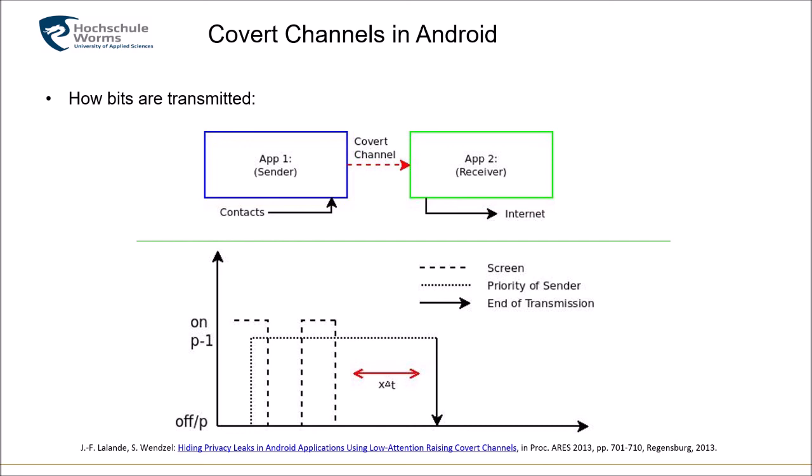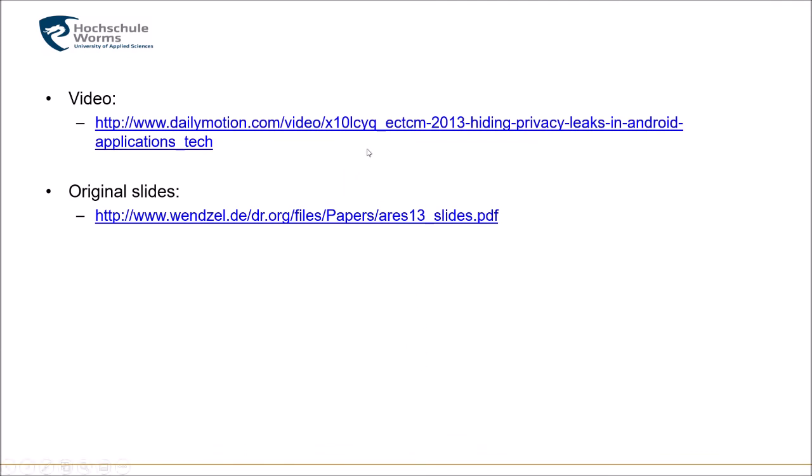And of course, you can also perform this bitwise. There is a video available that shows the secret transmission if you click on this link, and you can also find the original slides of the presentation that I gave in Regensburg during RS 2013. So this is all for this very short local covert channel session.